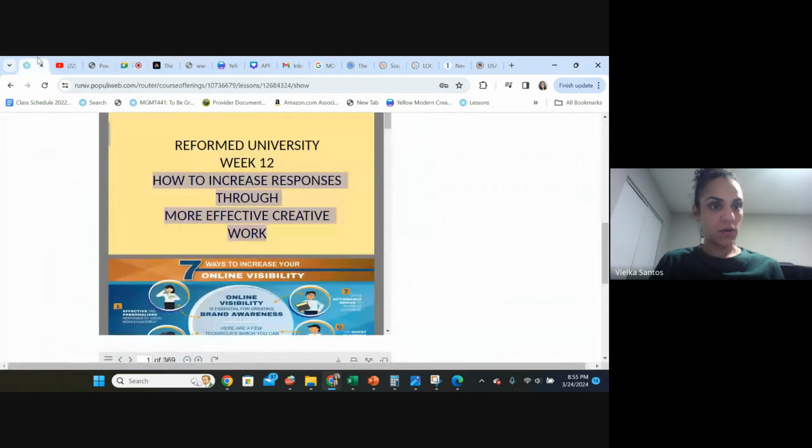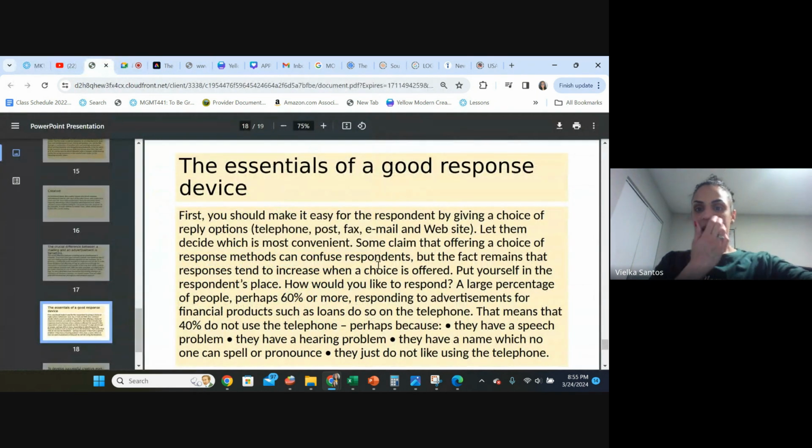Let's keep going. First, you should make it easy for the respondent by giving a choice of reply options, telephone, post, etc. Let them decide when it's most convenient. Some claim that offering a choice of response methods can confuse the respondent, but the fact remains that response tends to increase when a choice is offered. Put yourself in the respondent's place: how would they like to respond? As you keep learning from them and keep doing your exercises, you will get more data and do a better job of attracting your customer.